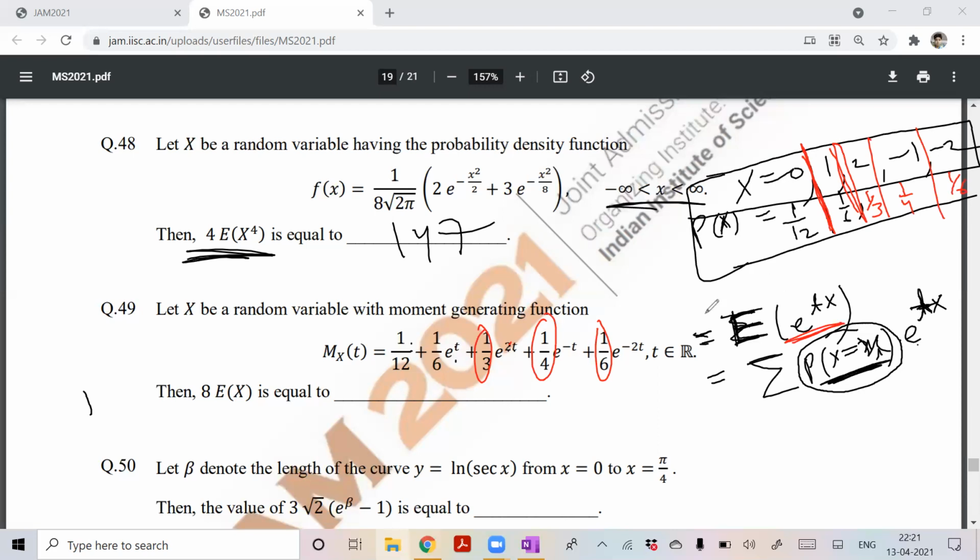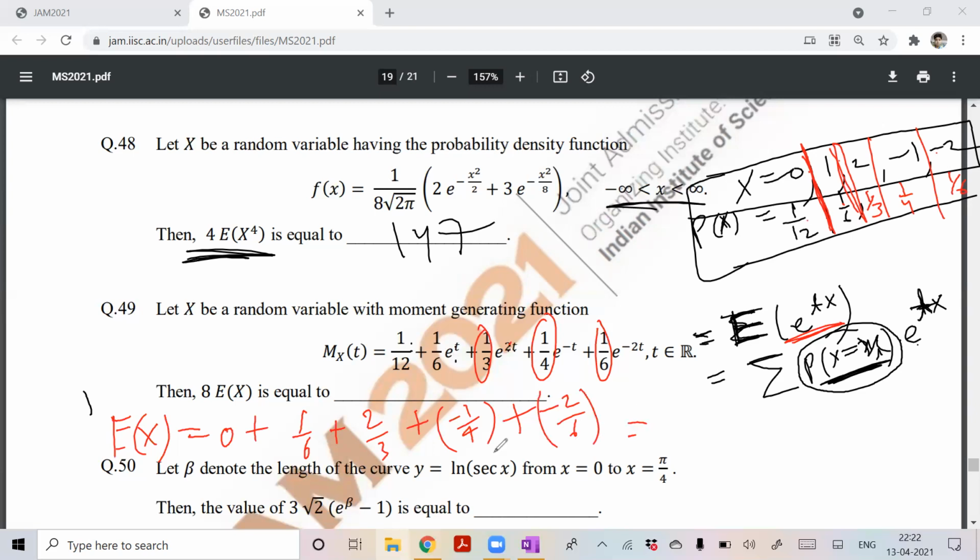Okay, this is the long method. We have the short method also. No problem. So EX is the sum of xi into pi. So 0 into 1 by 12, 0, plus 1 into 1 by 6, 1 by 6, plus 2 into 1 by 3, 2 by 3, plus minus 1 into 1 by 4, minus 1 by 4, plus minus 2 into 1 by 6. So minus 2 into 1 by 6, minus 1 by 3, or minus 2 by 6.